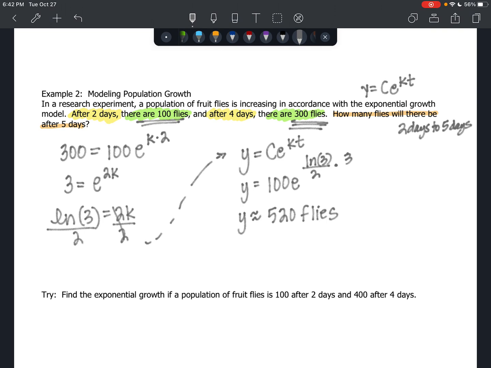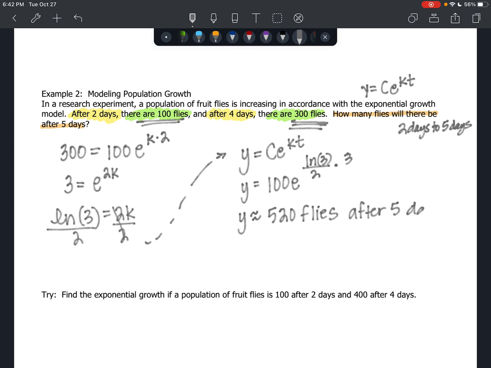520 flies. So hopefully, if you didn't get that yet, go ahead and press pause. Make sure that you can get 520 flies. We want to make sure that you know how to put this into your calculator. That would be 520 flies after 5 days.